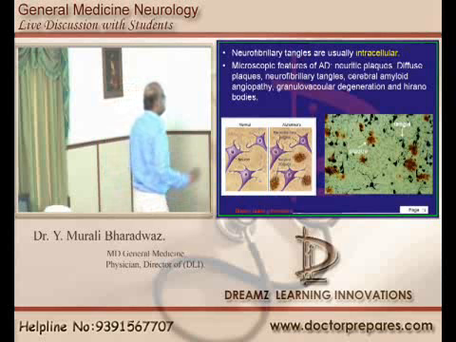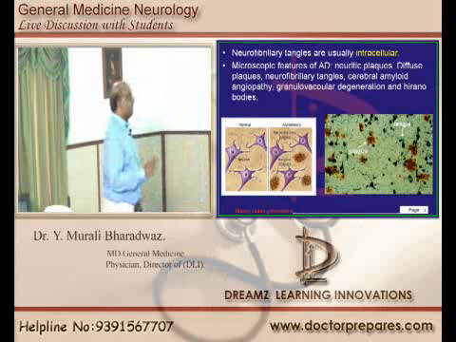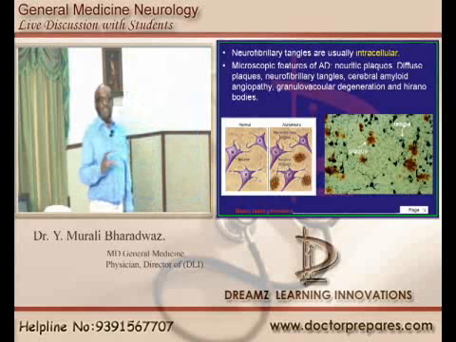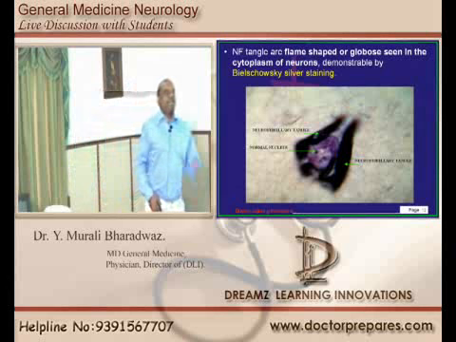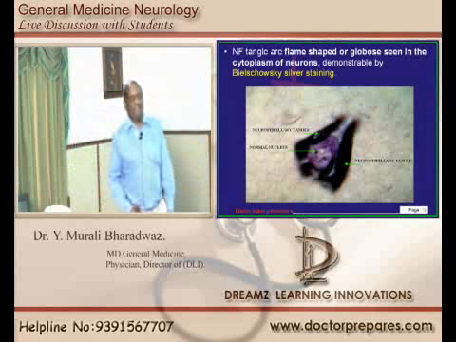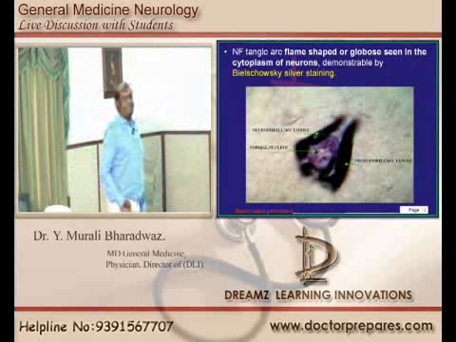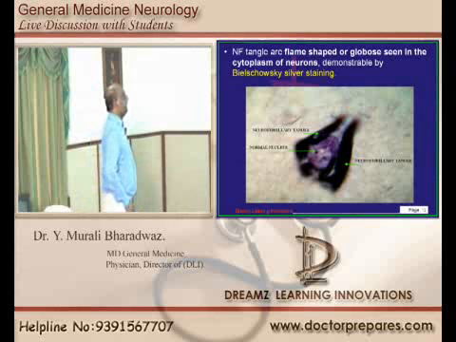Now, what is a neurofibrillary tangle basically? It is flame shaped or globose, which is seen in the cytoplasm of the neurons, and we use Bielschowsky's silver staining. If you have done MBBS from Russia, at least one question it will help you is in this. Bielschowsky's silver staining is one which is used for the neurofibrillary tangle.